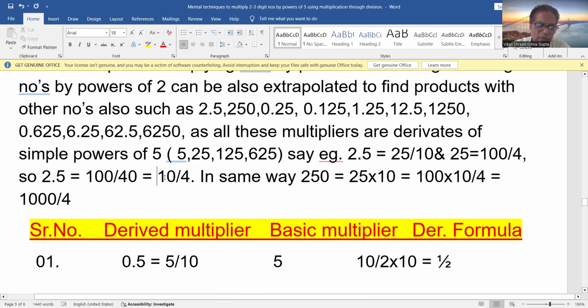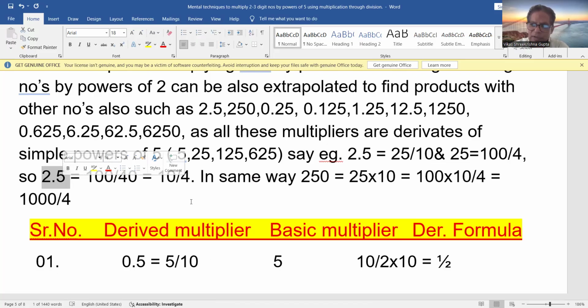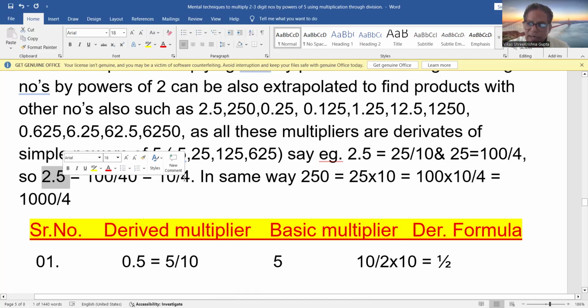That is equal to 10 by 4. So in this way, I can find the answer very easily. Or otherwise, what you can do, you simply multiply by 25 and then divide by 10, because 2.5 is equal to 25 upon 10. So first find the answer for multiplication by 25, and then that product you divide by 10, you get the answer for multiplication by 2.5.